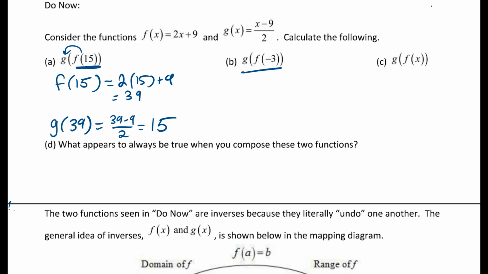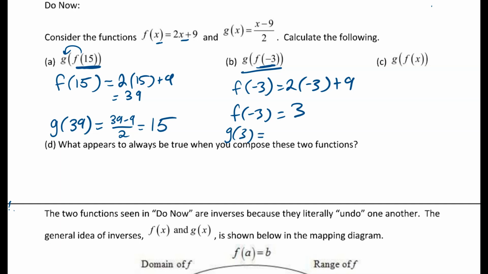I'll try that again for b. I'll plug in negative 3 for x in f, right here and here, and then I'll do the same thing for g. So f of negative 3 is 2 times negative 3 plus 9. And if you simplify a little bit, 2 times negative 3 is negative 6, plus 9 is positive 3. So I'm going to plug that positive 3 into g for x. So 3 minus 9 divided by 2 is negative 6 over 2, which ends up being negative 3 again.